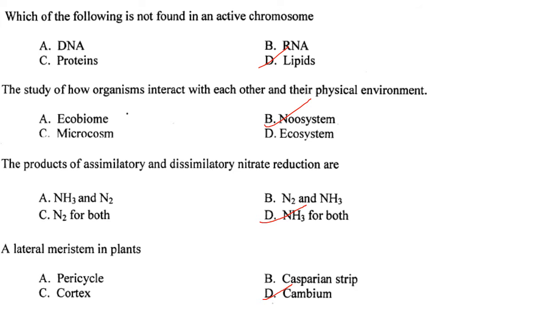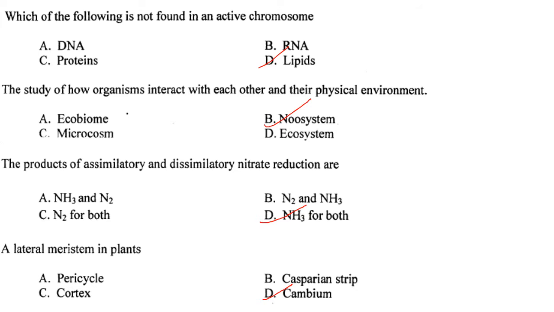All these are direct questions, that's why I am not giving much explanation. Which of the following is not found in an active chromosome? So active chromosome has DNA, proteins and RNA, they are found in an active chromosome, but lipids are not found in active chromosome. Answer is option D.